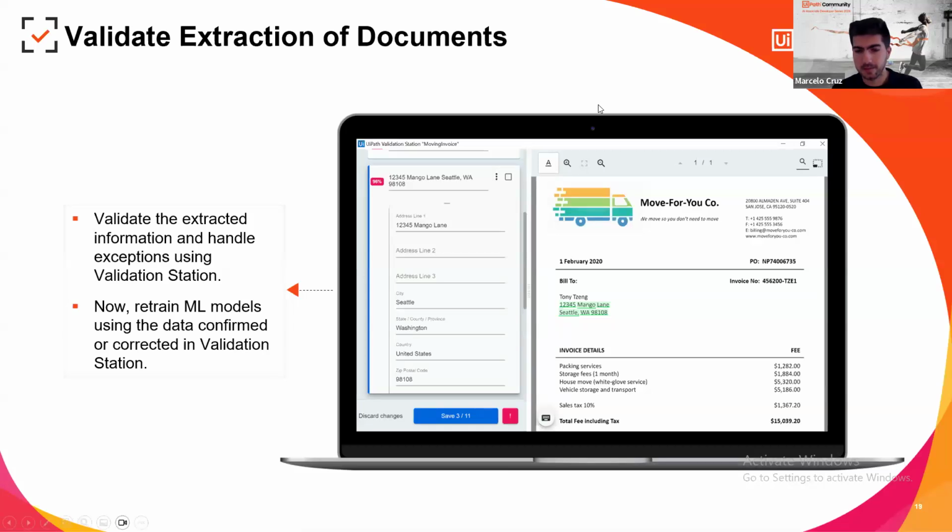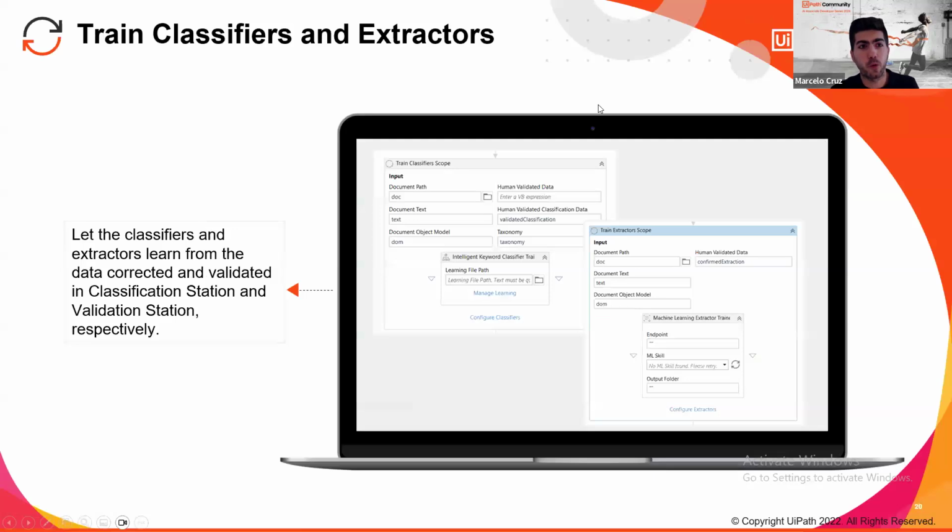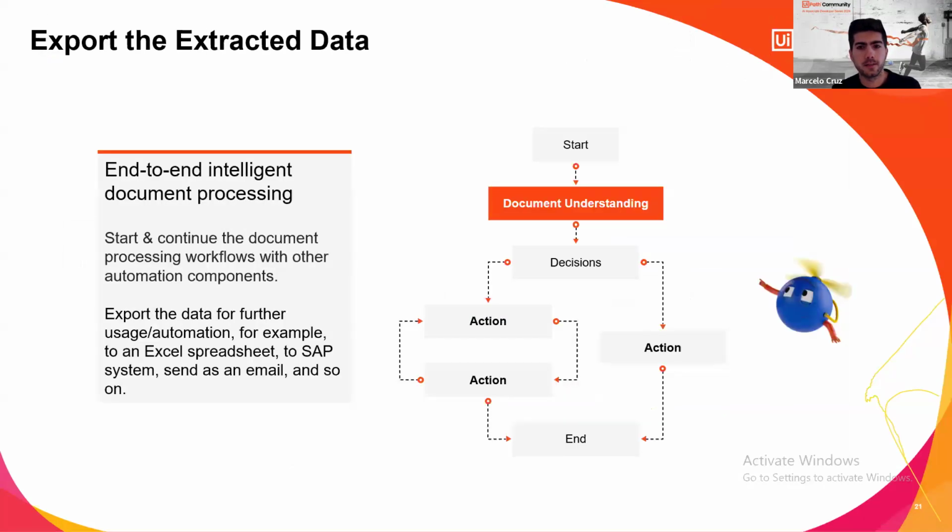And lastly, with them, we have the train classifiers and extractors. So we can use, as we were saying before, the data provided from the user: the feedback and the corrections from the user, for both the classifiers and extractors, to train our machine learning models.